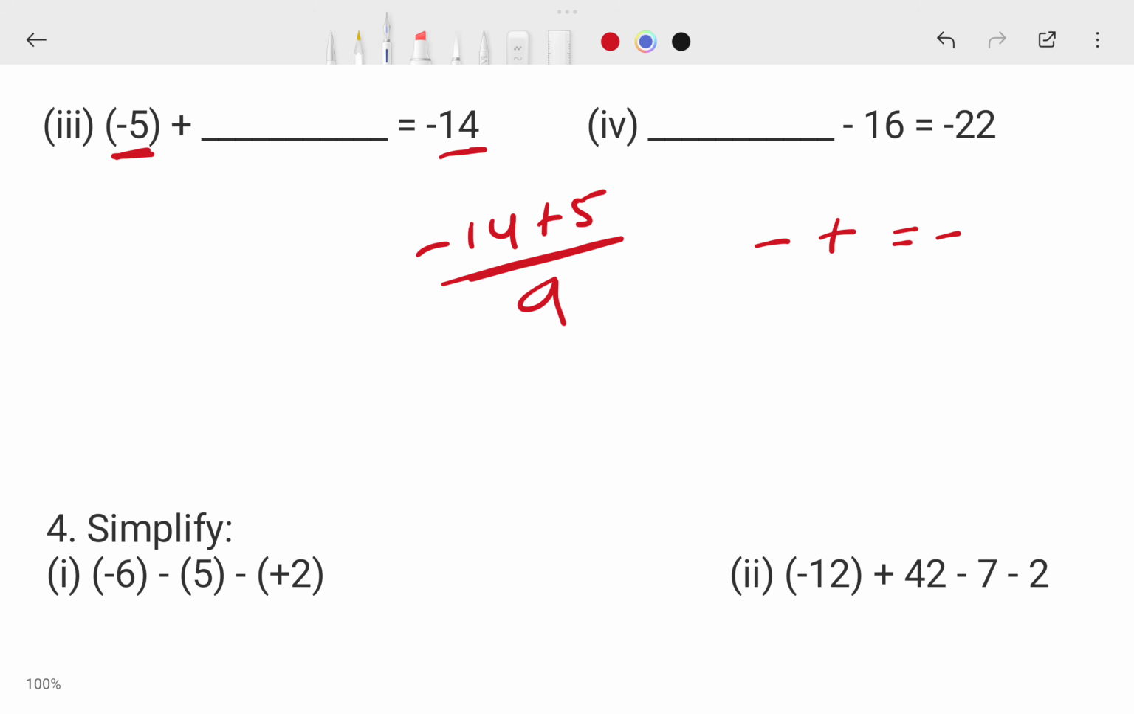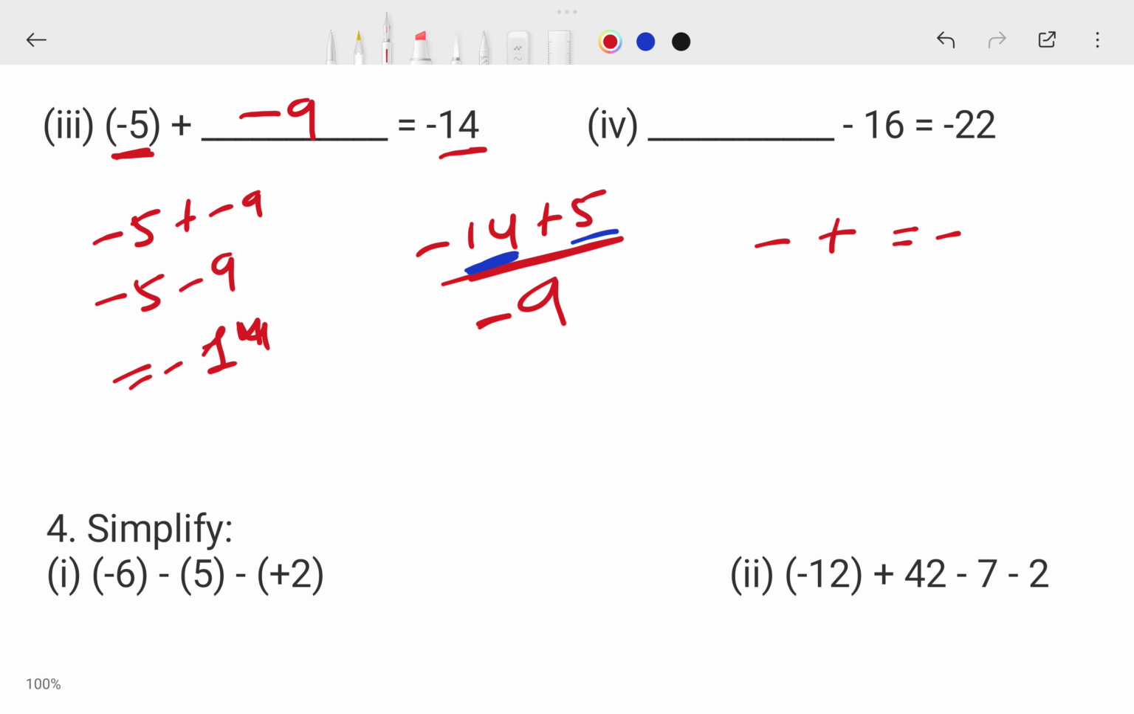So here 14 or 5, which is greater? 14 is greater. So which symbol? Minus symbol. So our answer is minus 9. So you can put minus 9 here. So it is going to be 9 plus or minus 9, and if you add minus minus, it is going to be minus 14. Okay, the answer is minus 14.